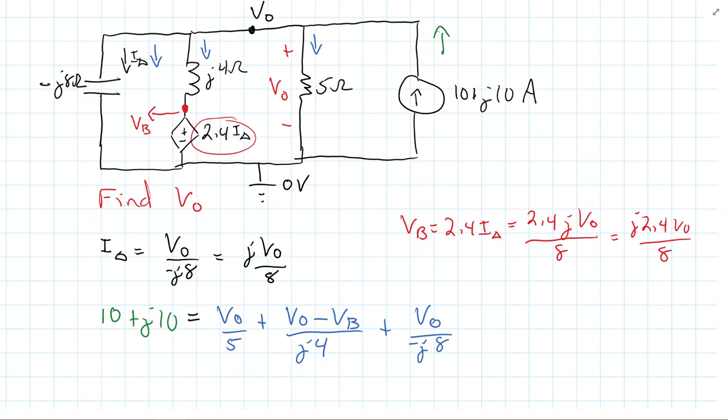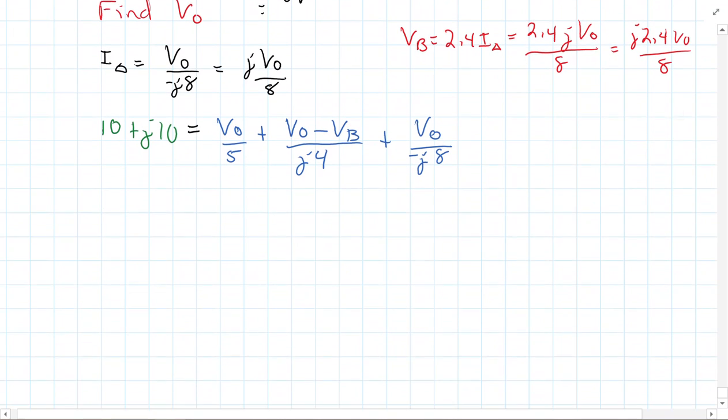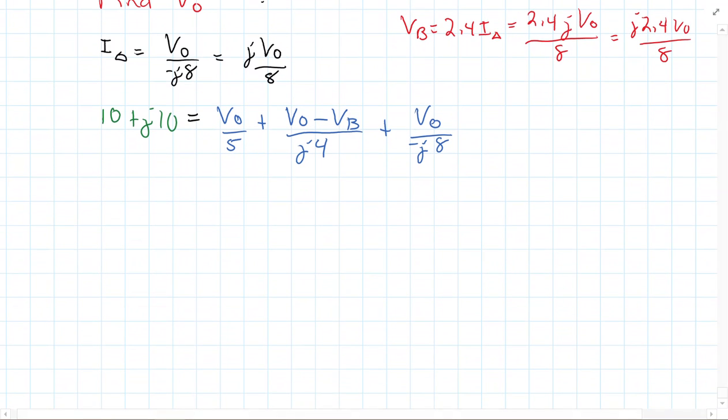Now, I know we know what VB is at this point, but before I substitute it in, sometimes it's better not to substitute right away and to simplify the equation you have first. So I'm going to do that by multiplying. In this case, I'm going to multiply by j8. There's lots of things you could multiply by. You could multiply by 8. You could have multiplied by negative j8. I'm just going to do j8. So on the left-hand side, I've got j8 times 10 plus j10, which we'll do in a second.